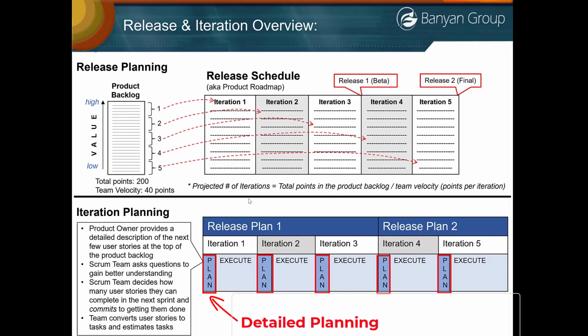So one of the things that's important to understand about iteration planning is that's where the detailed planning happens. In traditional projects, we do a lot of the detailed planning up front. We do all the planning, we base it on our project, and then we execute based on that plan.